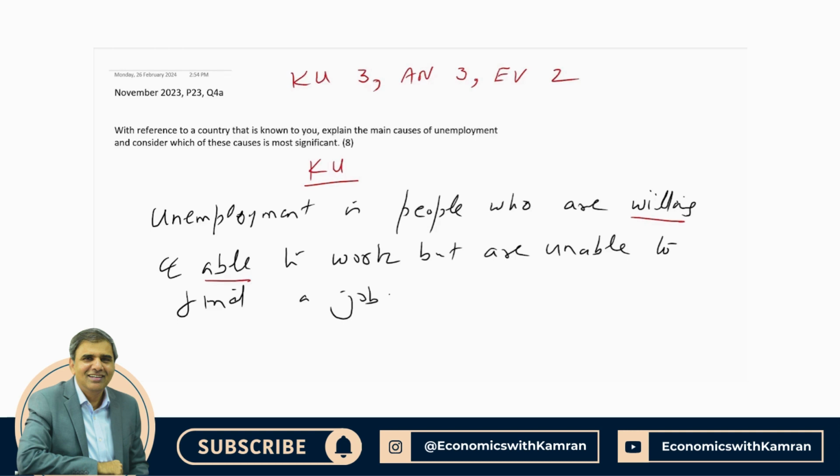And ability to work means a person is both physically and mentally fit, as well as of a certain age group, above 16 and below 64. So a minor, maybe a 12-year-old boy or girl, even though they are not working, cannot be counted as unemployed because they are not able to work. Ability to work begins when a person is adult. So those who are able and willing to work but unable to find jobs are unemployed. So this is enough for 1 mark.